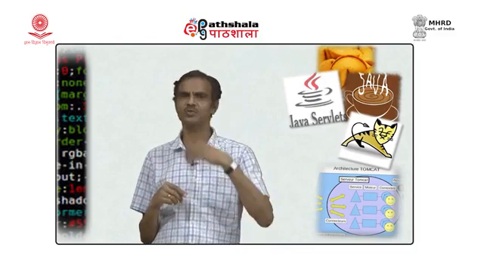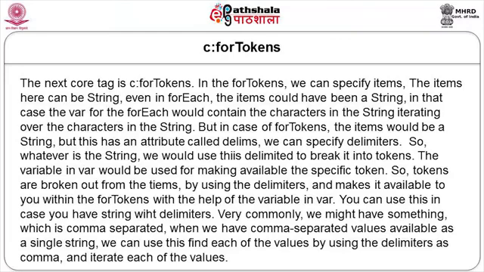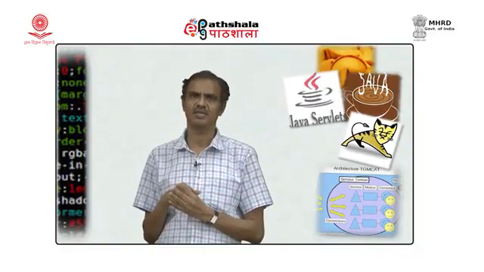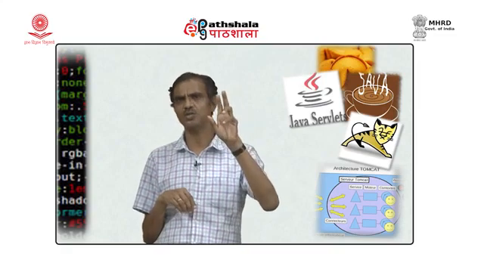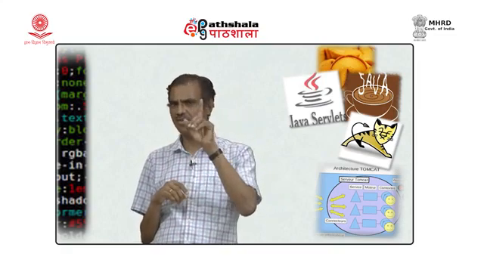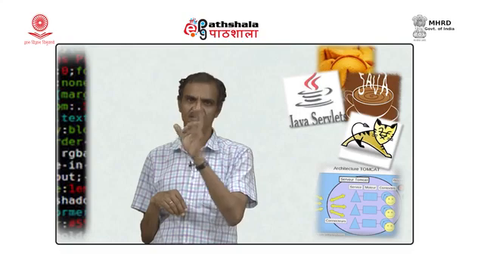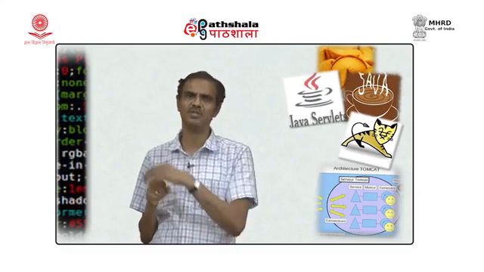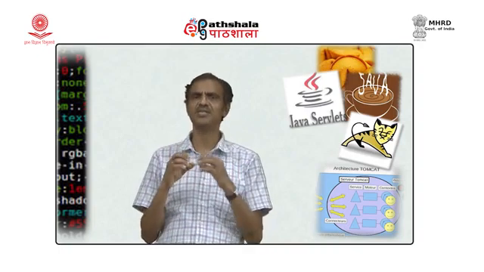So, for each can be used for iterations, and then after the for each, the next one is the for tokens. In the for tokens, we can specify items. The items here can be a string. See, in the earlier syntax, in the for each also, items could be a string, in which case the variable would get the individual characters from the string. A string is made up of a sequence of characters. So, that way characters would be available even with for each, but here what we have is for tokens.